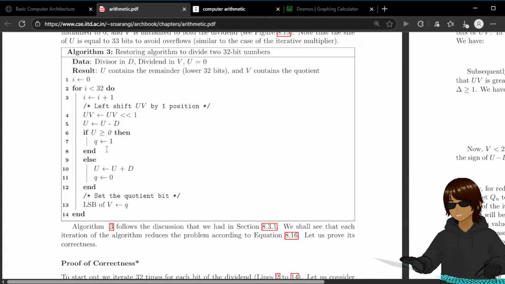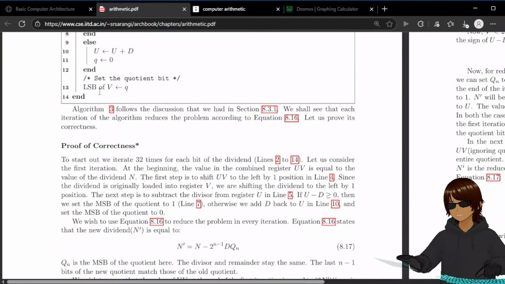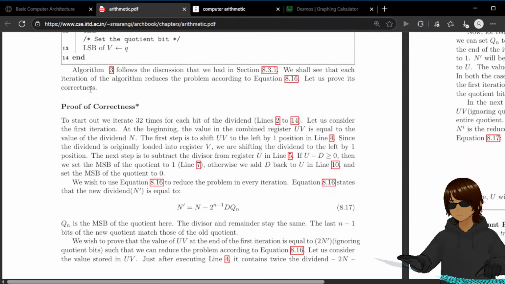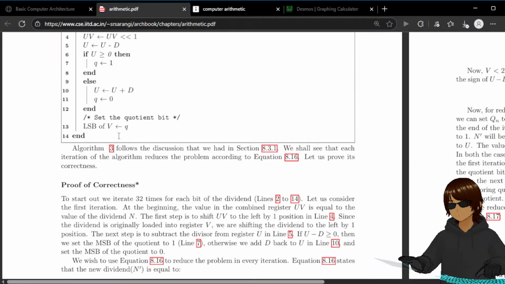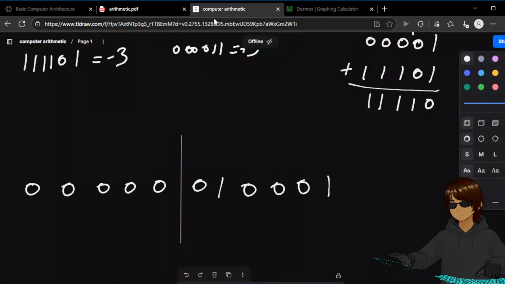Wait, where do they do that? Where do they set the most significant bit of the quotient to 1? This over here says least significant bit. Otherwise, we add D back to U and we set the most significant bit of the quotient to 0. What? Wait, here it says least significant bit. Is that a mistake? Most significant bit. Set the quotient bit. So wait.